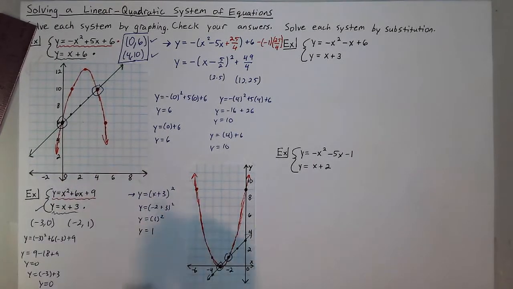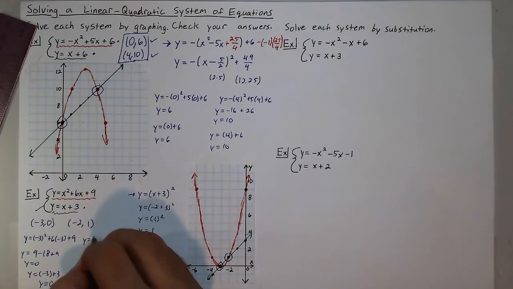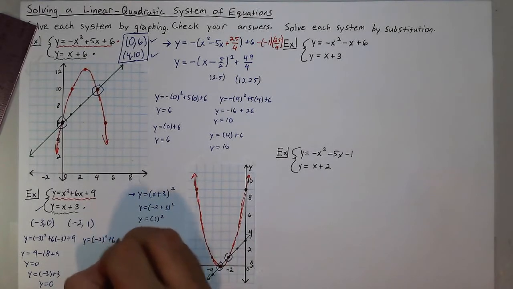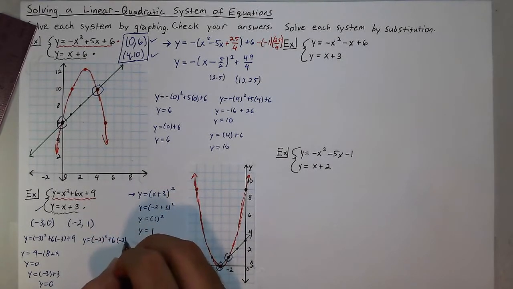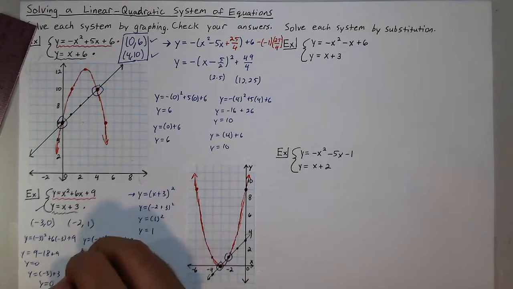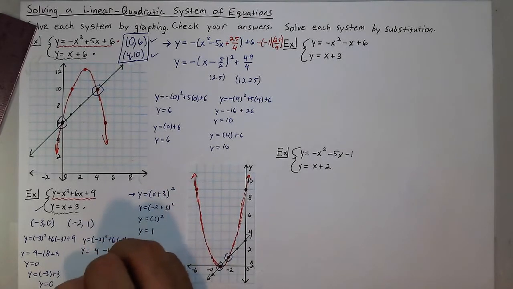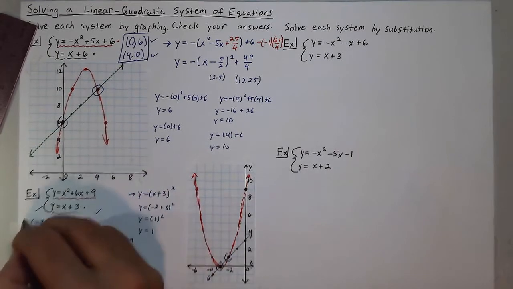So that one works. And then y is equal to negative 2 squared plus 6 times negative 2 plus 9, giving me 4 minus 12 plus 9, giving me 1. And then y is equal to negative 2 plus 3 for the other equation, which is also 1. They both work as solutions.